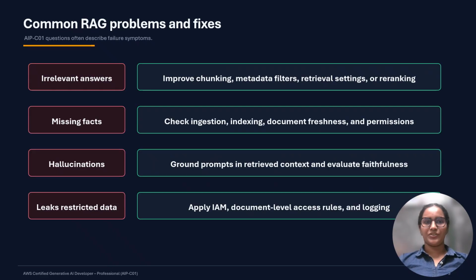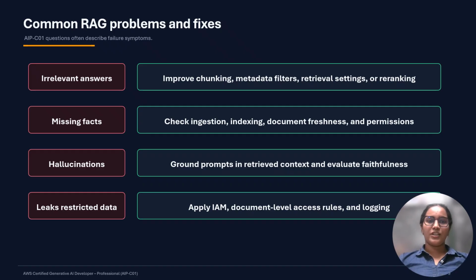In an exam question, it may simply ask what RAG is. They may describe a problem and ask for the best fit. If answers are irrelevant, improve retrieval. That may mean better chunking, better metadata filtering, adjusted retrieval settings, or reranking. If facts are missing, check whether the documents were actually ingested and indexed, whether the documents are current, and whether the application has permission to retrieve them.